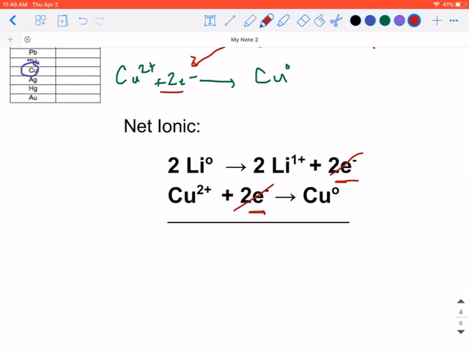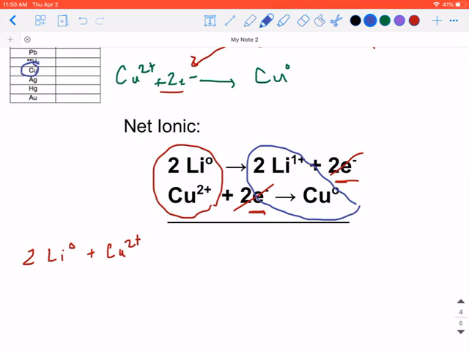So now I can start combining these 2 reactions together. On the reactant side, I have those 2 species: 2 lithium atoms plus a copper 2+ ion. And on my product side, I have 2 lithium +1 ions plus a neutral copper atom. Okay, and that's it. This is our net ionic equation.